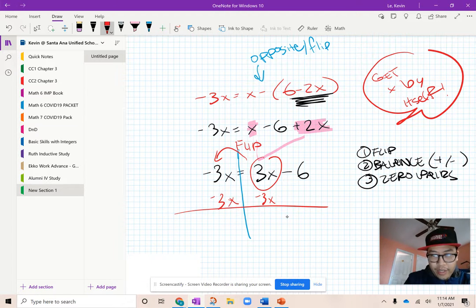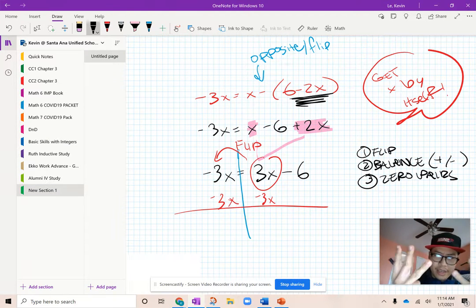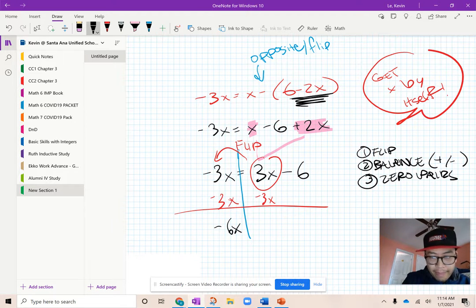So I'm subtracting 3x on this side, subtracting 3x on this side. So let's think about it. I already got negative 3x's, and then I just pulled out another negative 3x. So negative 3x's and negative 3x, that should be negative 6x. And then did I do anything to that negative 6 up here, or minus 6? Nope. So bring it down. Now I have 6 negative x tiles, and now I have 6 negative ones.